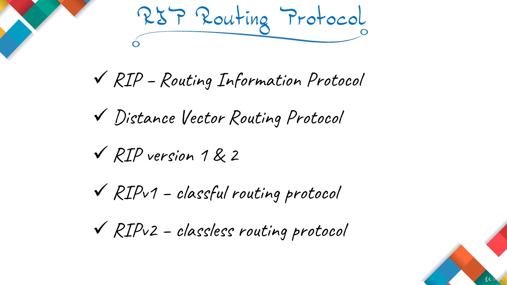So if you have two class C subnets, both those subnets will be sent individually along with their subnet mask. And the maximum hop count of RIP version 1 and version 2 is 15. So a packet jumps from one router to another and it goes 15 hops. After that, if it doesn't reach the destination, that packet is dropped. Another important difference between RIP 1 and RIP 2 is that RIP 1 sends its route updates as broadcast, whereas RIP 2 sends it as multicast.